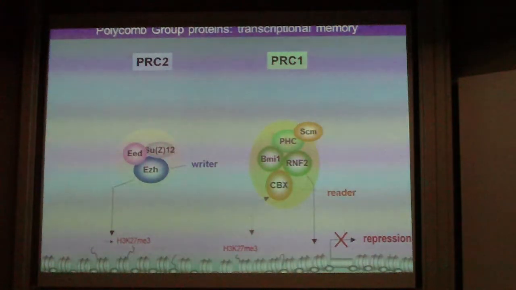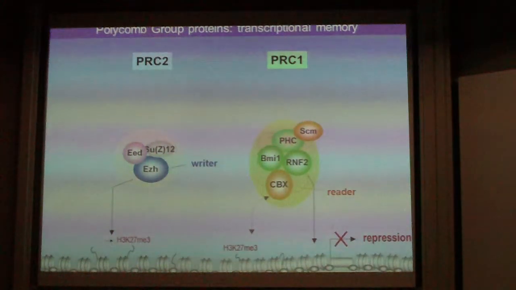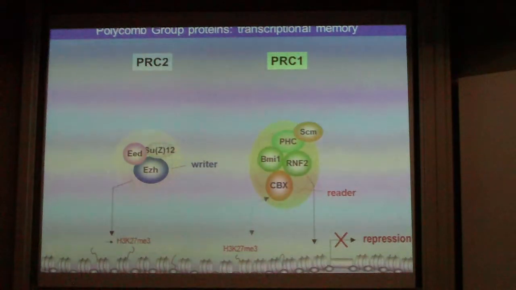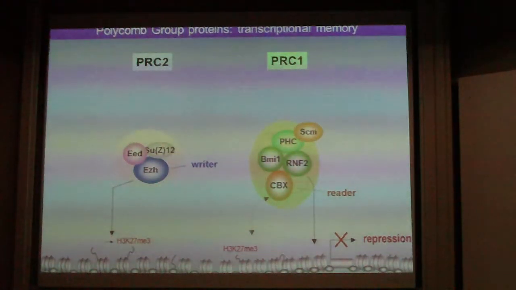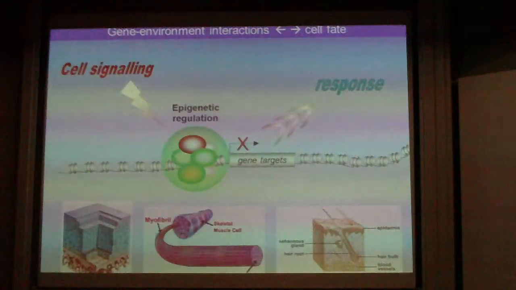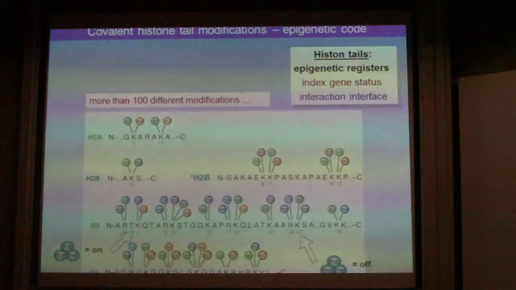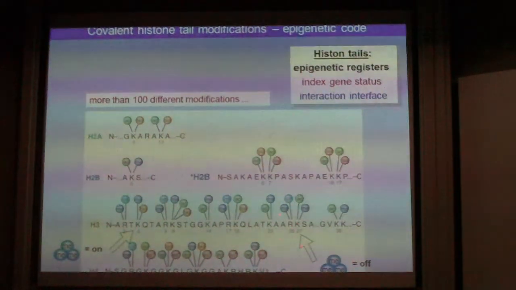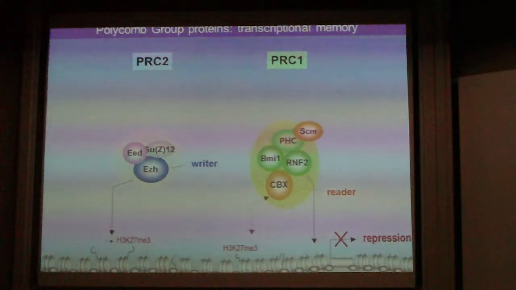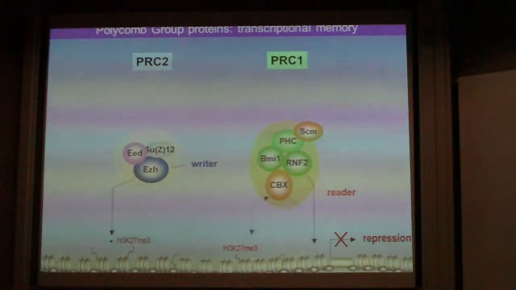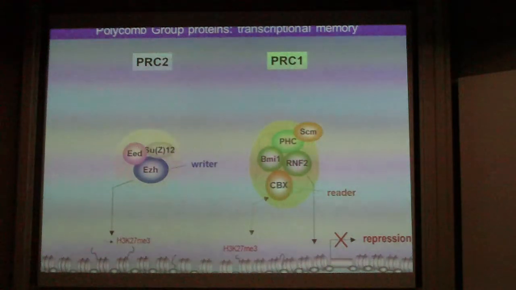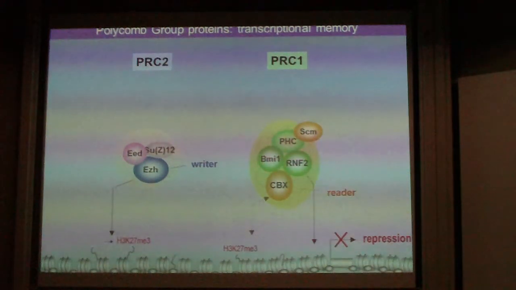One of the proteins that is a member of this Trithorax complex is MLL, and that's an H3K4 trimethyltransferase. We've talked about those as well. Remember these? This one was the on mark, this was the off mark. So I've told you now what is going on with Polycomb. They're repressors, they're part of the transcriptional memory system in the cell, and they're important in development.